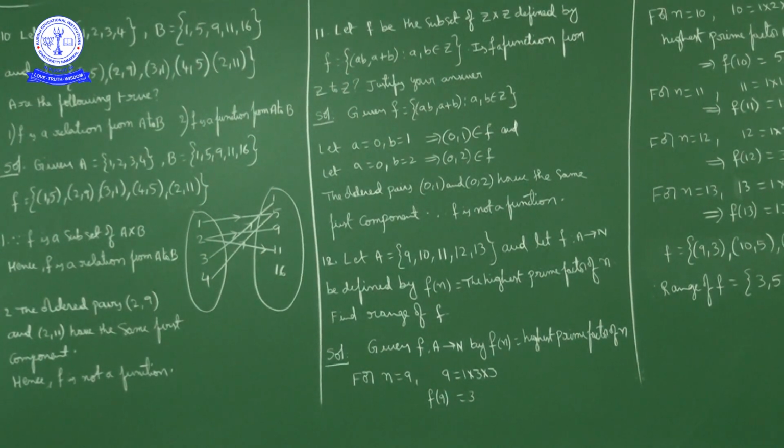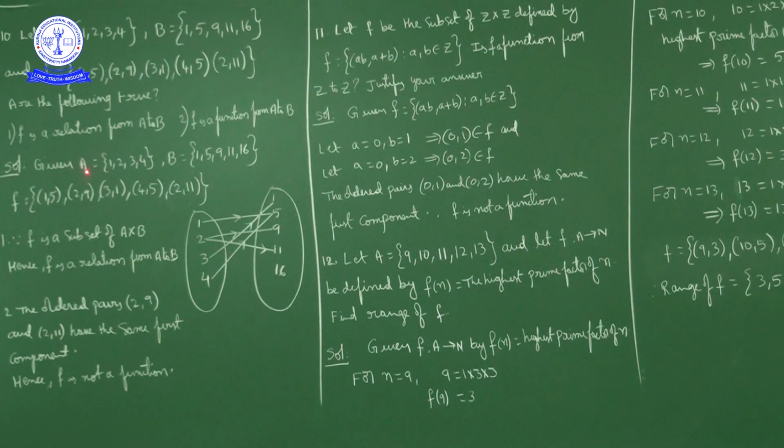Now two statements are given, whether these are true statements or not we have to verify. Are the following true? First statement is F is a relation from A to B. Second is F is a function from A to B.